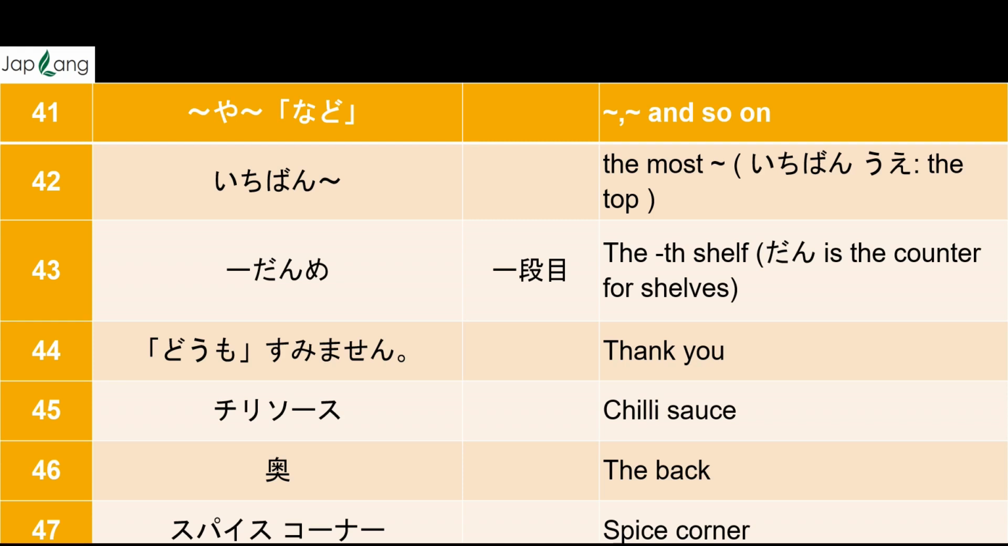Alright. Moving to next is danme. Danme is something like a shelf. Dan is a counter for shelves. Ni danme, ichi danme, san danme: number 2 shelf, number 3 shelf, etc.